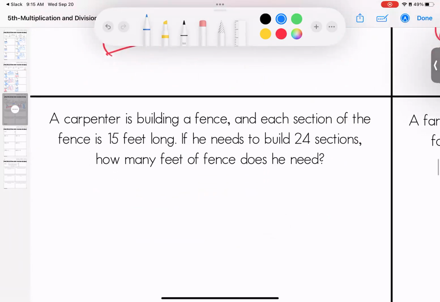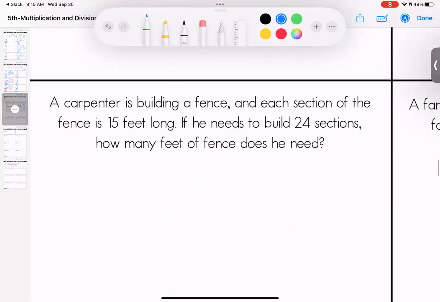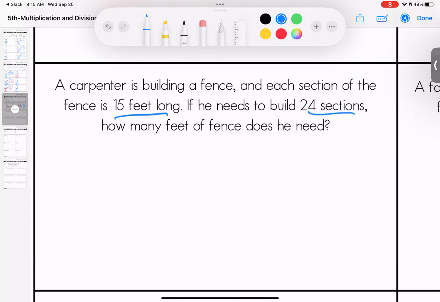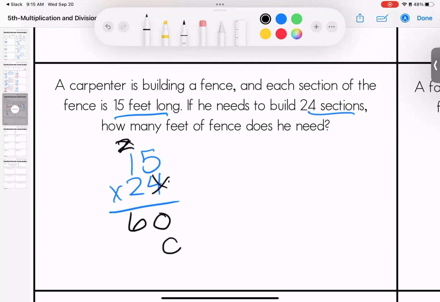Down to the middle. A carpenter is building a fence, and each section of the fence is 15 feet long. If he needs to build 24 sections, how many feet of fence does he need? So we have 15 feet for each of 24 sections. 5 times 4 is 20. 4 times 1 is 4. Add 2 is 6. Close out the ones place.